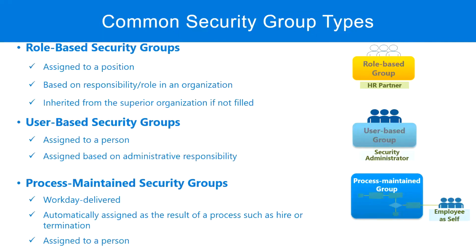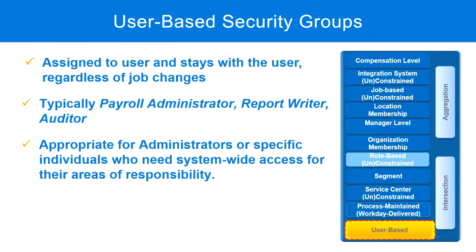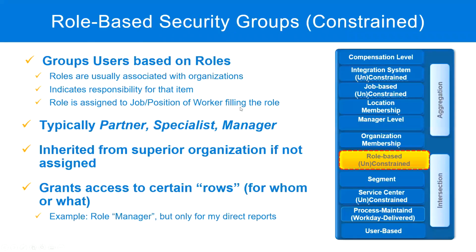And then we also started talking about a user-based security group. Now, what is the difference between a role-based and a user-based security group? Unconstrained. Perfect. Yes. Because there is no constraint. As such, it is unconstrained. So it is typically an unconstrained type of security group, and the typical examples are your administrators, auditors, report writers. These are some typical examples of a user-based security group.